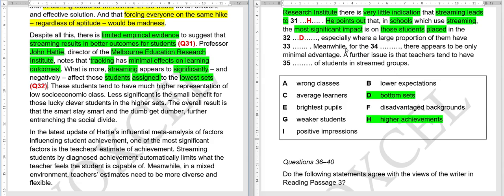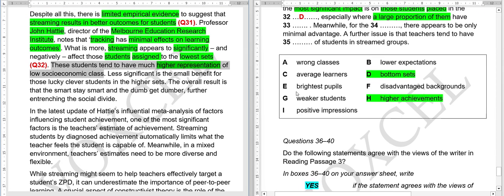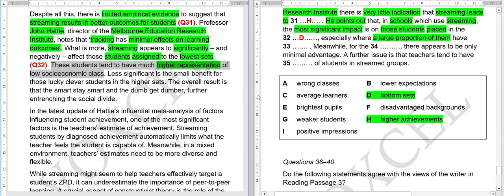Let's find the 33rd. Especially where a large proportion of them have, let's see what they have. These students tend to have much higher representation. So higher representation just means a large proportion of low socio-economic class. So they are talking about low socio-economic class. So again, we have found the answer. The answer is in this particular sentence. So you tell me which is the best word that represents this particular thing, low socioeconomic class, and the time starts now.